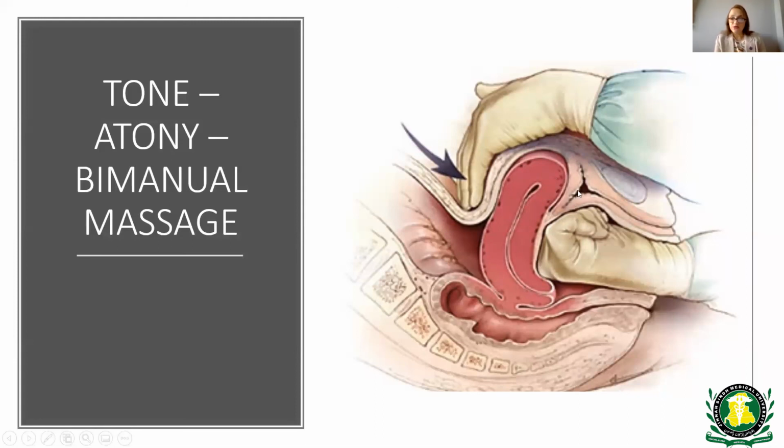And if you can see over here, this is the bladder. If it is full, then you might have a problem getting a full compression of the uterus, or the uterus might not contract completely. So make sure you empty the bladder first and then do this.